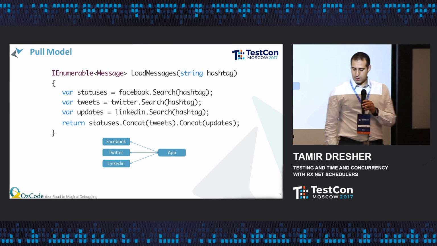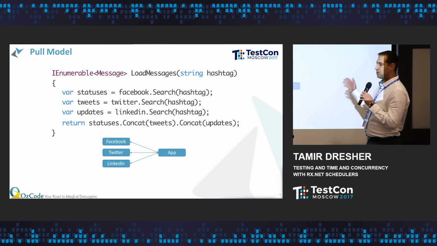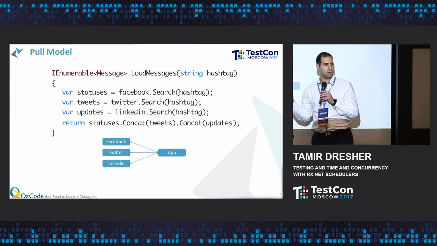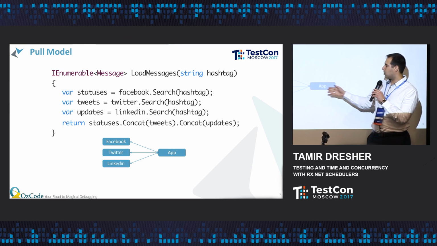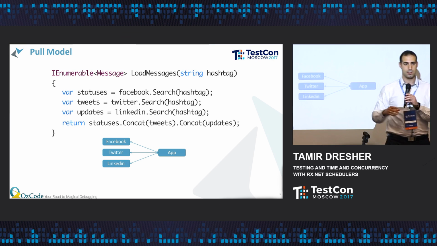So let's look at an example. Let's say we need to create a type of application that does searches. My application will get a hashtag or some search term, and we'll go to Facebook, Twitter, LinkedIn, and we'll search for values in those systems.